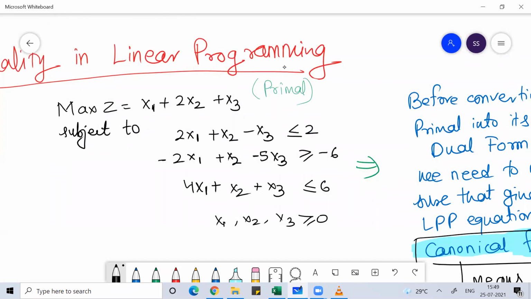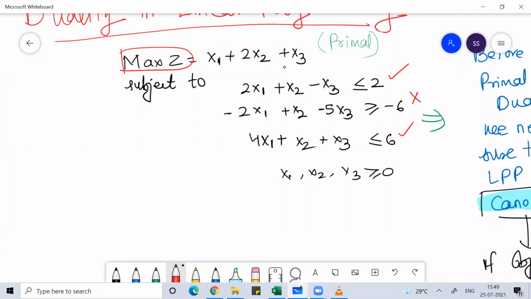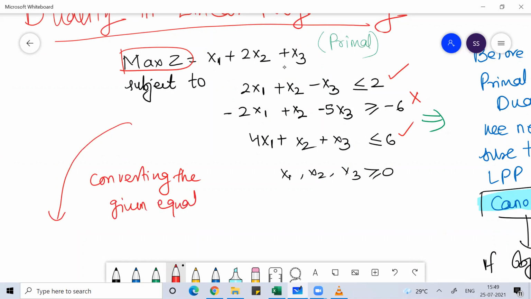Okay, so here you see this problem: your objective function is maxima, so the constraints should be less than or equal to. This one is less than or equal to, but this one is not, it is greater than or equal to. What you need to do is convert the given equation into canonical form.